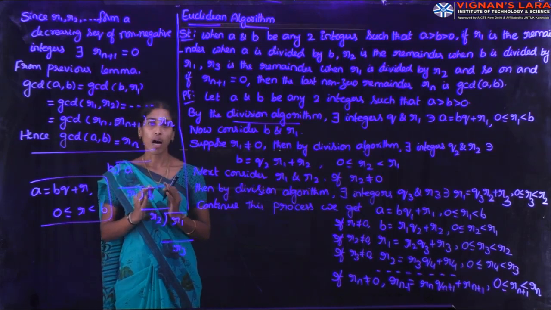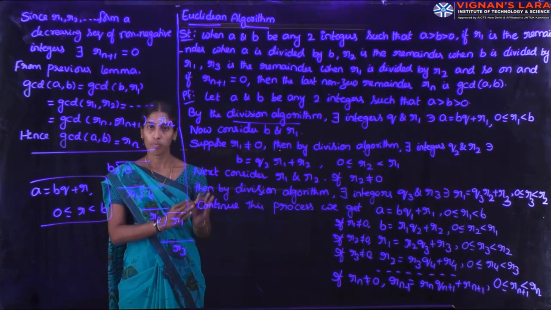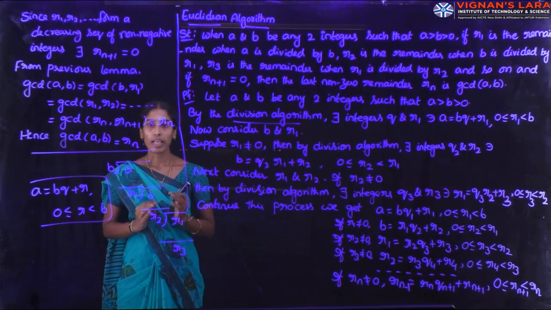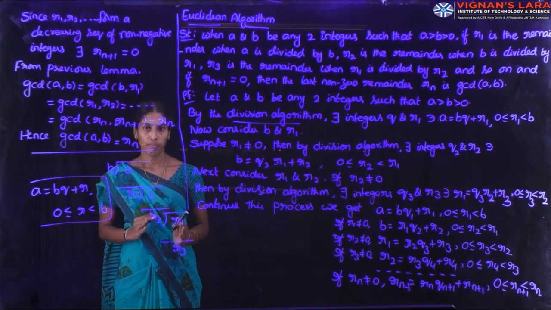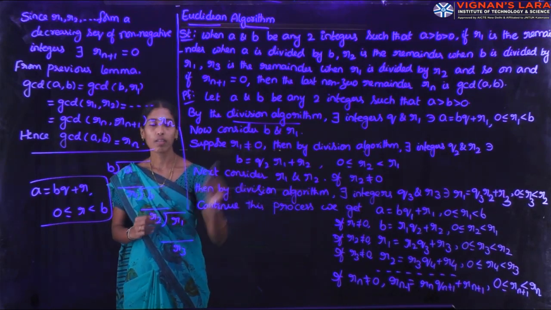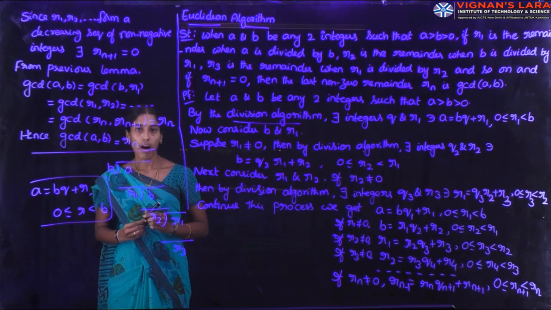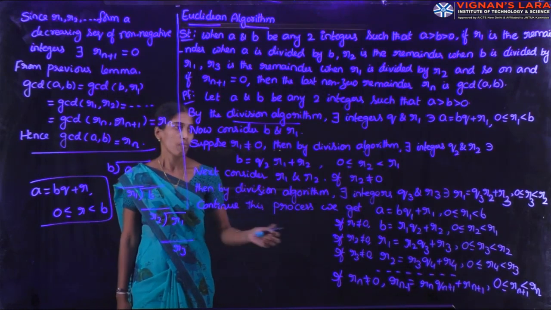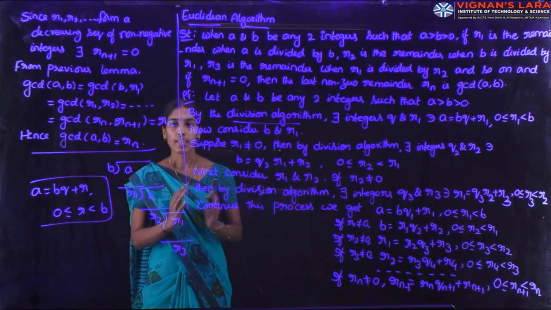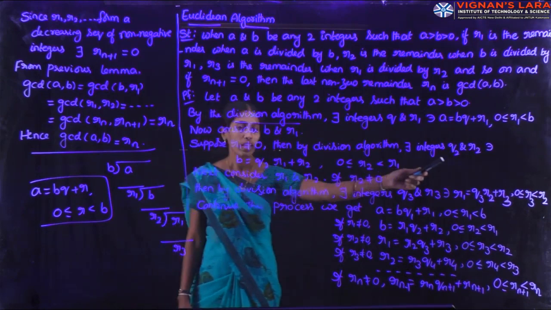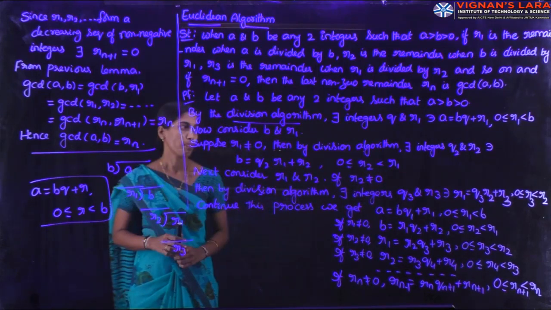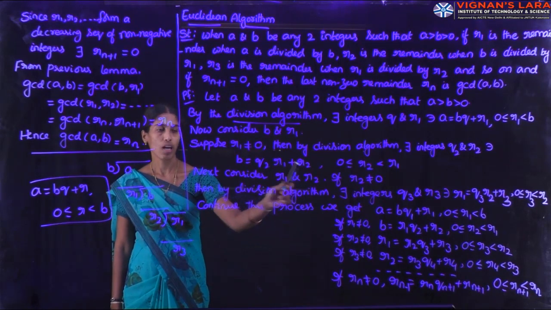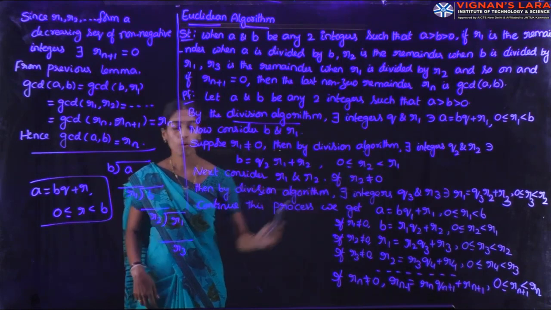Suppose the remainder R1 is equal to 0, we stop the proof of this theorem. Then we conclude that GCD of A comma B is nothing but B. Suppose R1 is not equal to 0. Again, R1 is a non-negative integer because both A and B are non-negative integers. Then by the division algorithm, there exist two integers, which we take as Q2 and R2, such that B is equal to Q2 R1 plus R2, 0 less than or equal to R2 less than R1.